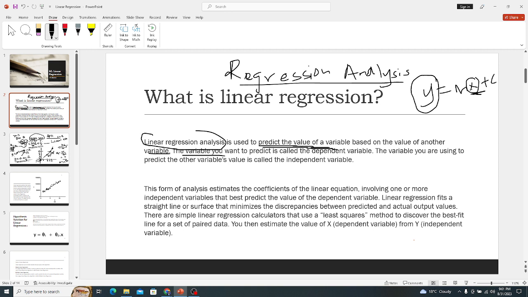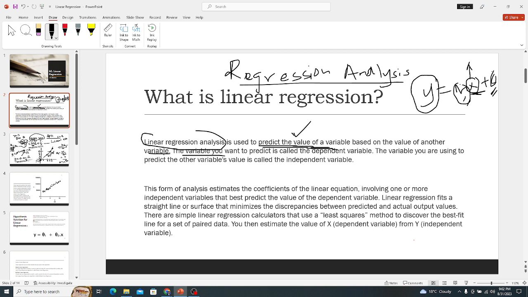Why am I not talking about m and c? It's because m and c are just constants. Once we get the values of m and c, they won't change unless we are optimizing those values. But we can change the x variable to check the possible outcome. That's why linear regression analysis is used to predict a variable based on the value of another variable.